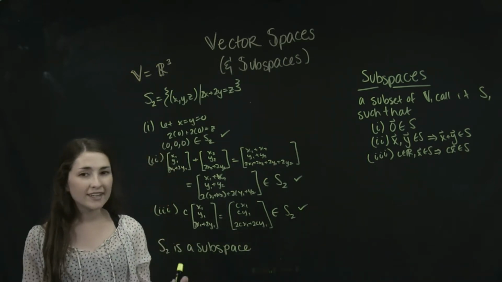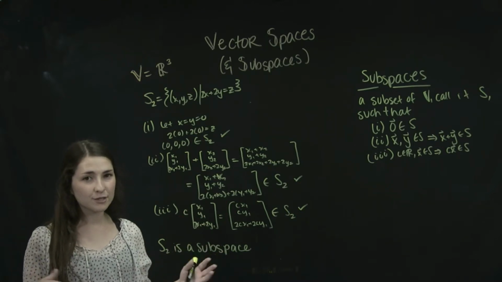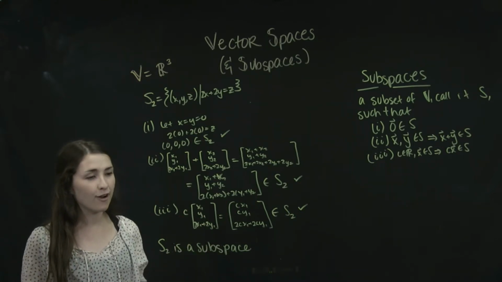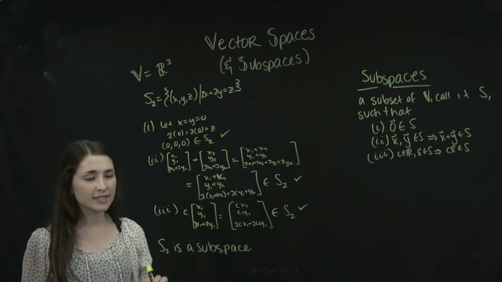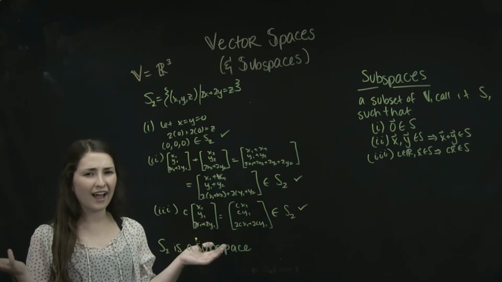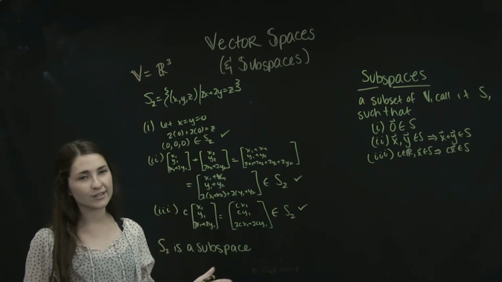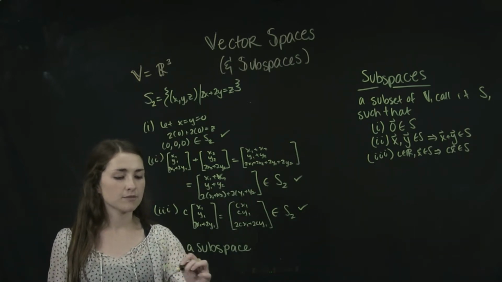Also keep in mind that subspaces also have all the properties of a vector space because they are a subset of our vector space. So, okay, now we see S2 is a subspace. Because none of these were very obvious, unless you've been doing this for years and years, we call this a non-trivial subspace.